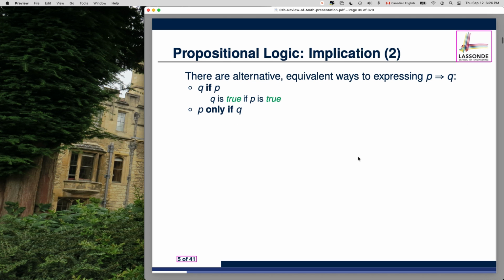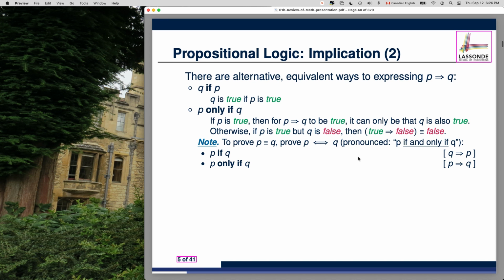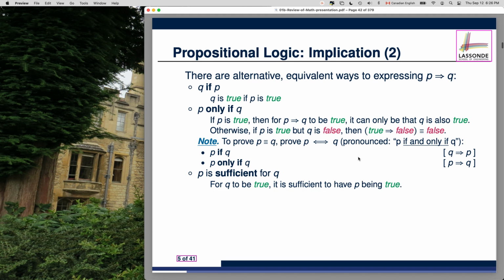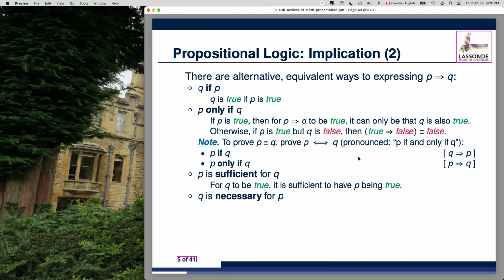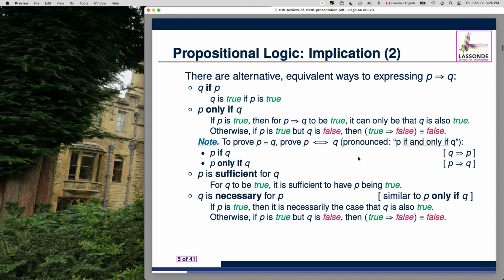If they say P only if Q, they also refer to P implies Q. If they say P is sufficient for Q, they're also talking about P implies Q. If they say Q is necessary for P, they also talk about P implies Q. Finally, if they say Q unless not P, they're also talking about P implies Q.